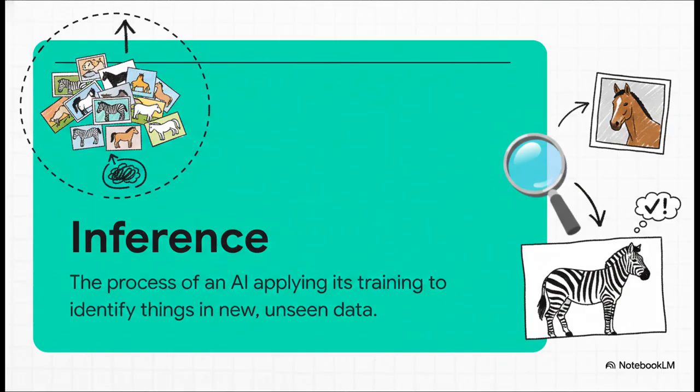And this is where it really seems like magic happens. After an AI is trained on, let's say, thousands of pictures of horses and zebras, it starts to learn the key features, right? Like stripes. So when you show it a new picture it's never seen before, it makes an educated guess. Hey, that has stripes, so it must be a zebra. That whole process is called inference, and it's exactly what we're guiding with our prompts.